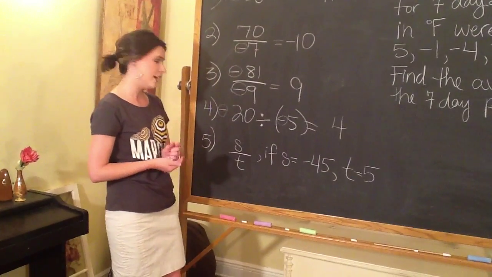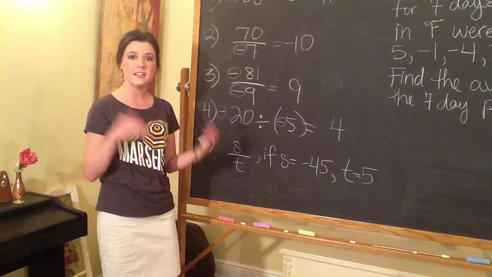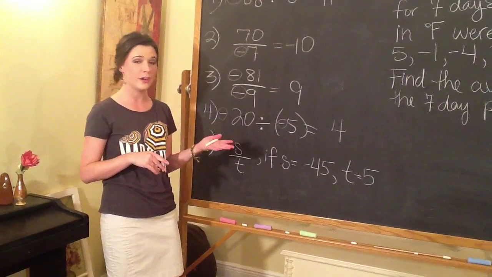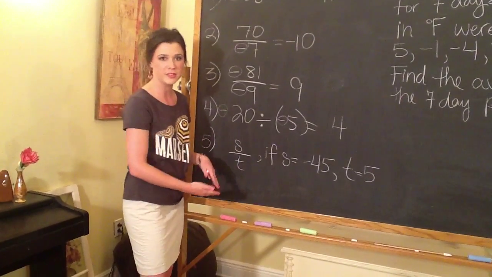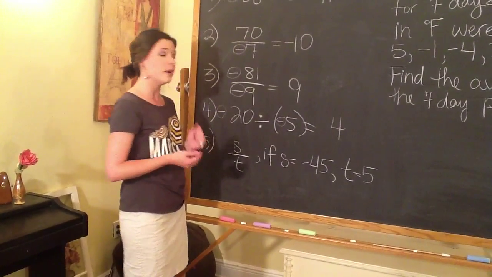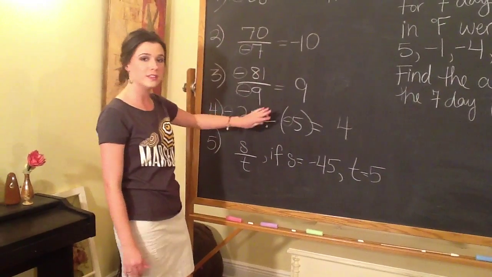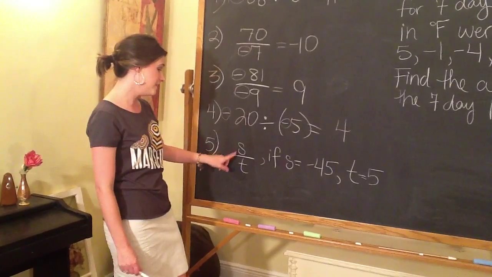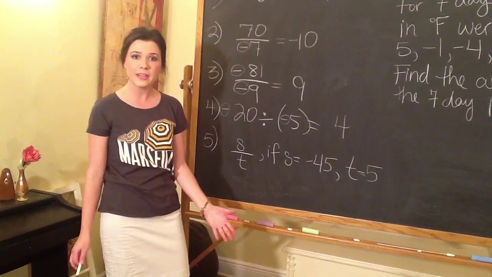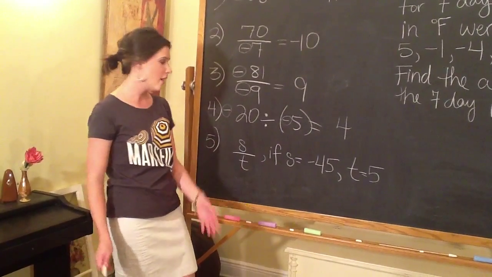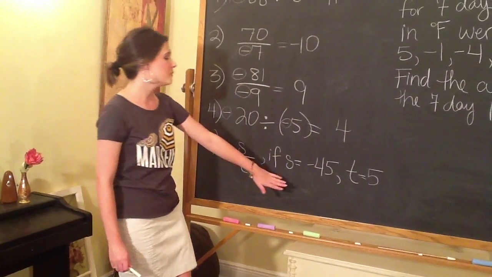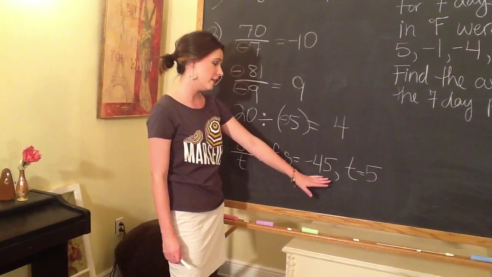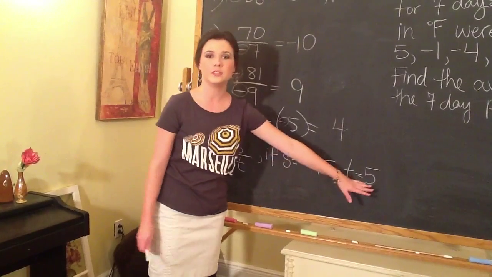Okay, number 5. This one's a little bit different because, like in the last lesson, we had problems with variables. We're also going to have variables in this lesson as well. So let's go ahead and apply the same rules with these variables. Alright, so we have s divided by t. Now, we can't do it yet because we don't know what s and t are, but if we look over here to the right, we'll see that s is equal to negative 45 and t is equal to 5.